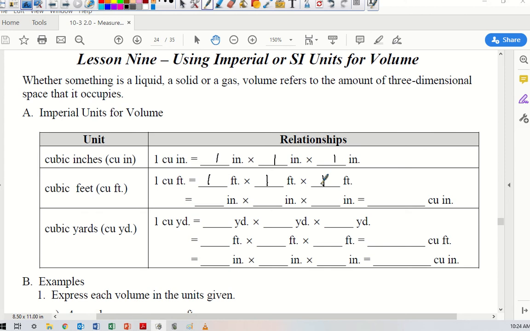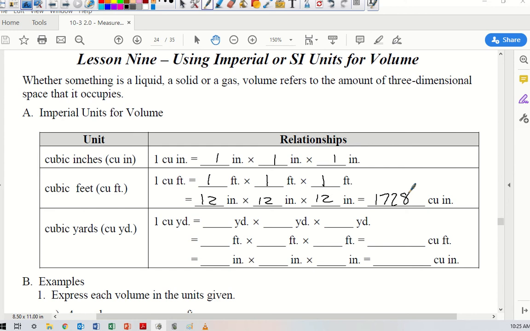But we know that 1 foot is 12 inches. So if it's 1 foot by 1 foot by 1 foot, it's the same as saying 12 inches by 12 inches by 12 inches, which we can then multiply all three of those together to give you 1,728 cubic inches. So you can use those. That now is a conversion. 1 cubic foot is equal to 1,728 cubic inches.